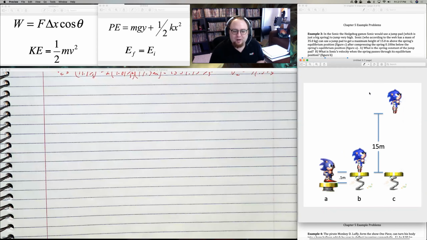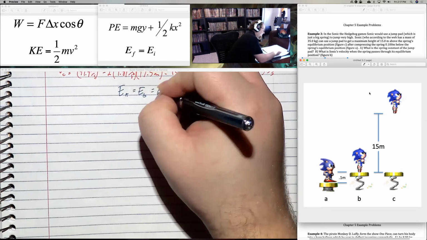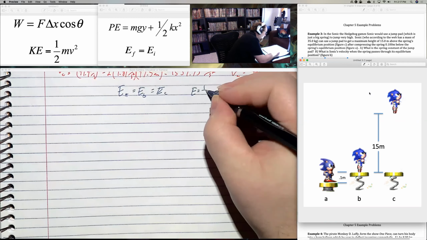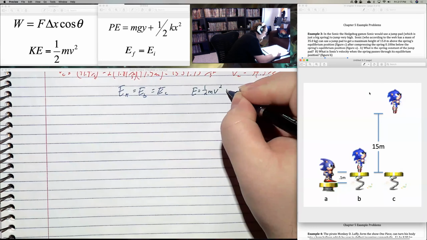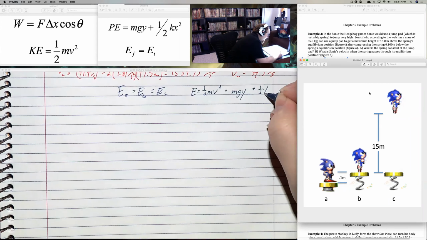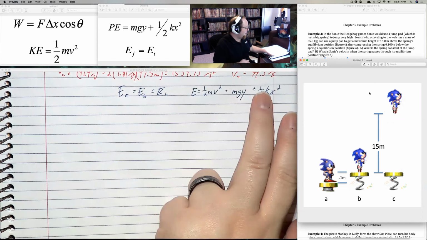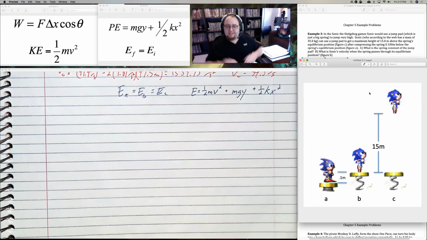What I'm going to do is I'm going to use conservation of energy. I'm going to say that I have 3 locations, A, B, and C. And that the energy at A equals the energy at B equals the energy at C. And energy in general is 1/2 mv squared plus mgy, but now there's a spring. Because there's a spring, I need to add the energy of a spring, 1/2 kx squared. Now in this problem, I have x and y. And if you look at it, he's moving up and down. But so is the spring. The spring is moving up and down.